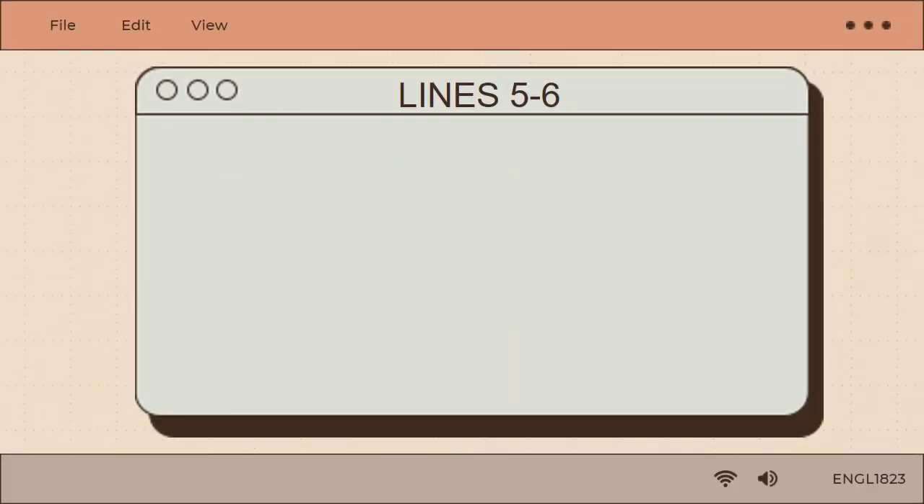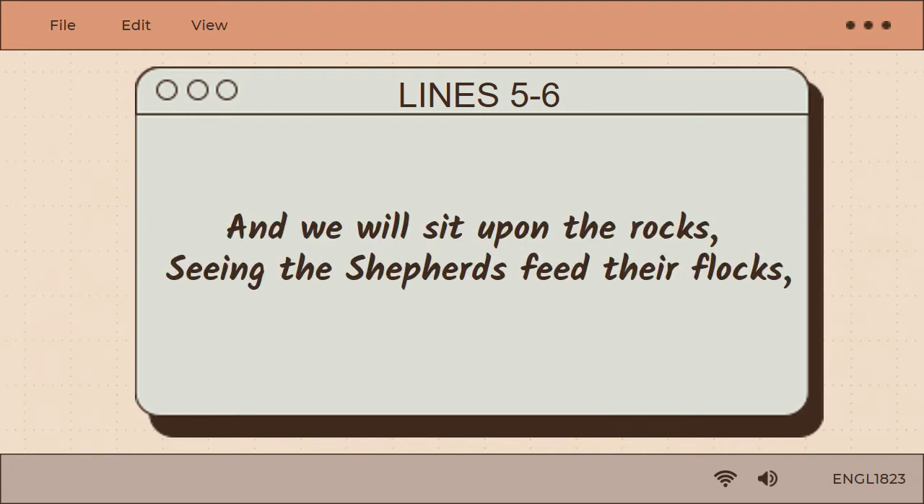Let us now move forward to lines 5 and 6. "And we will sit upon the rock, seeing the shepherds feed their flocks." In lines 5 and 6, we find yet another promise from the speaker. The plan is pretty self-explanatory. They will sit on rocks watching shepherds feed their sheep.